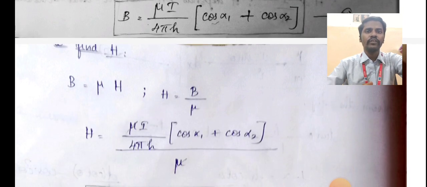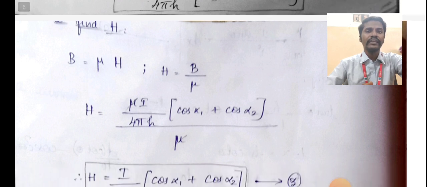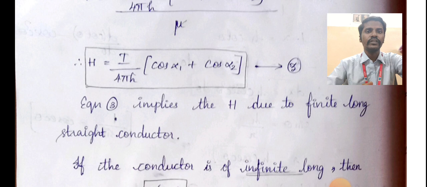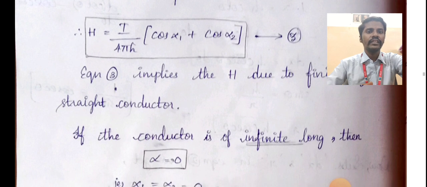Now our aim is to find the value of H. If you want to find H, just divide the above equation by mu. Mu gets cancelled, and therefore we get H is equal to I divided by 4 pi h into cos alpha 1 plus cos alpha 2. This equation 3 represents the magnetic field intensity due to a finite long straight conductor.